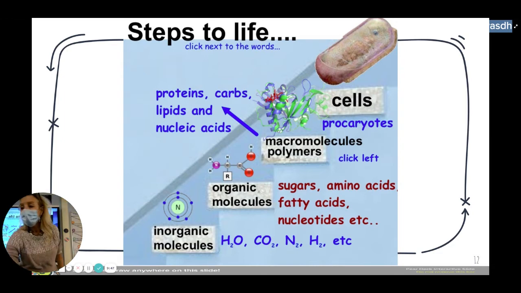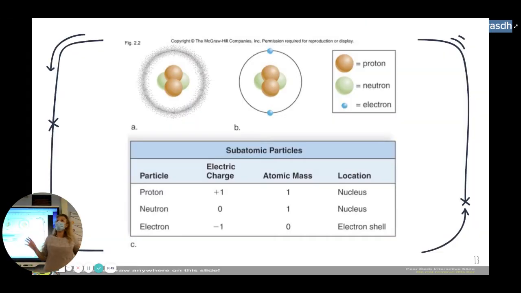All right. So then we transitioned from, okay, so we have cells. So then we kind of looked at the chemistry of life. And so we looked at the structure of an atom. Let's do the song. Ready? Here we go. The atom story.